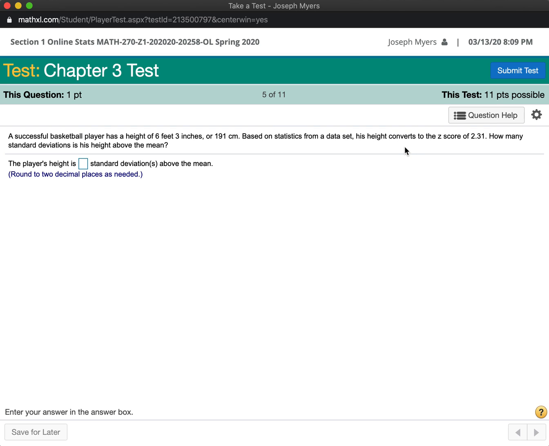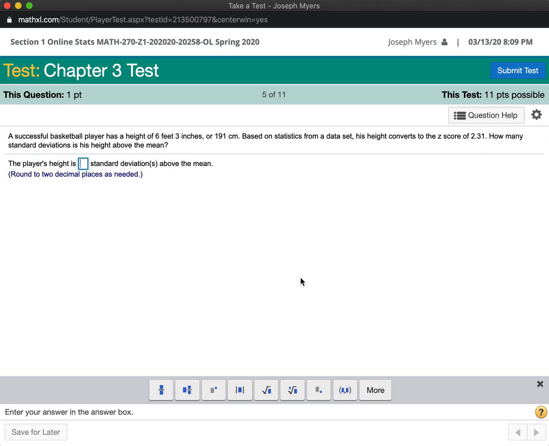So based on the statistics from a data set, his height converts to a z-score of 2.31. How many standard deviations is his height above the mean? Well, the interesting thing is a z-score literally is how many standard deviations something is compared to the mean. So if it's positive, then that's how many standard deviations it is above the mean. So the player's height is exactly 2.31 standard deviations above the mean.